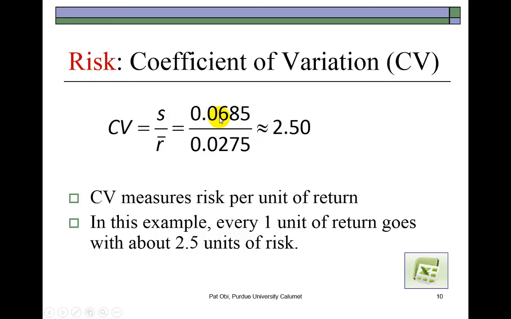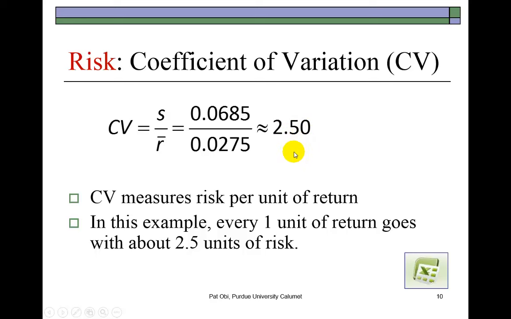So by looking at standard deviation with respect to the mean, you simply are trying to calculate how much risk you face per unit of return. And in this example, you are facing 2.5 units of risk for each unit of return. The larger this number is, the greater is your risk exposure for every unit of return that you're expecting to enjoy.